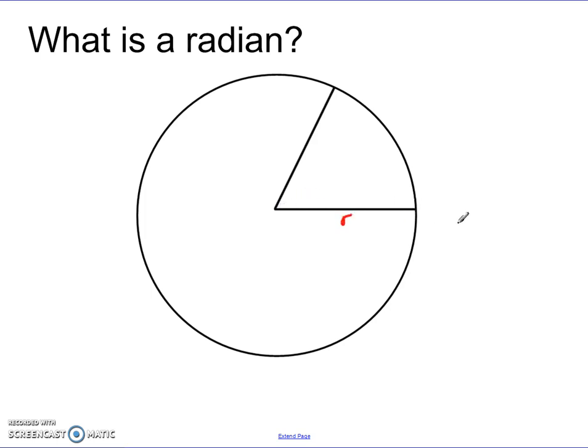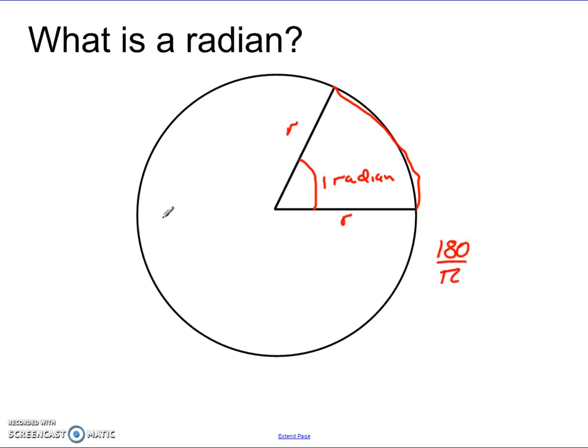Now, imagine I take a line that is the exact same length as r, and I stretch it around the edge of the circle to here, and then there's another r there. Well, the angle that is now made in here is 1 radian. It's the angle that's made by stretching the radius of a circle, regardless of how big the radius is, around the edge of the circle to another point on there. Now, roughly, 1 radian is 180 divided by pi.